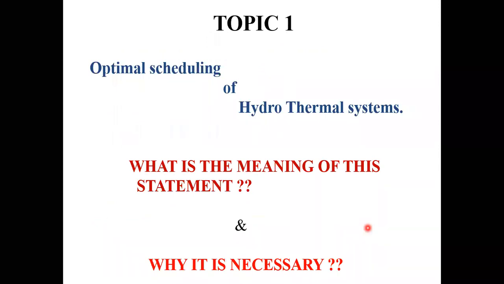Why it is necessary means, in the first unit we have taken only thermal systems, but in this unit why are we taking a hydro power plant along with the thermal power plant? That we need to understand, and why it is necessary. What is the necessity to take one more source along with the thermal source? That is very, very important.